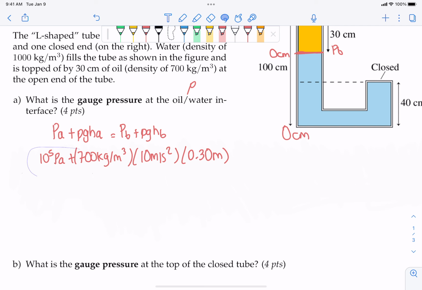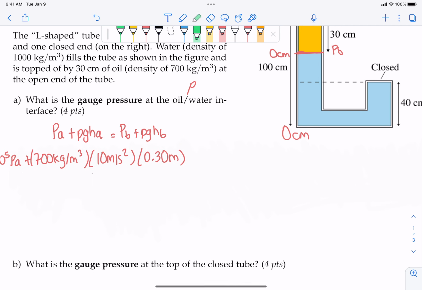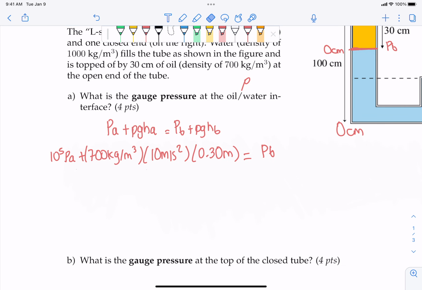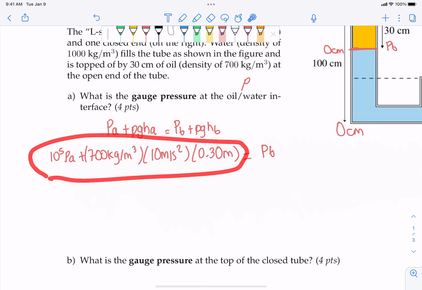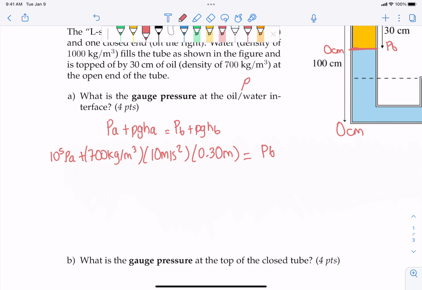And let me move this over so I can make some space. And then, oops. Then we have PB, so PB is unknown. Considering the fact that HB here, the height at B, is 0 centimeters, that'll just cancel out this whole term, right? So that leaves us in a pretty good spot. We can easily figure out PB, our unknown, just by calculating this big left term over here, right?